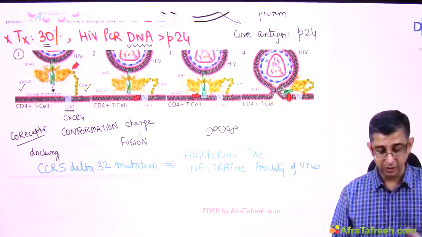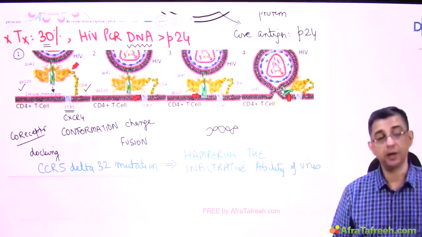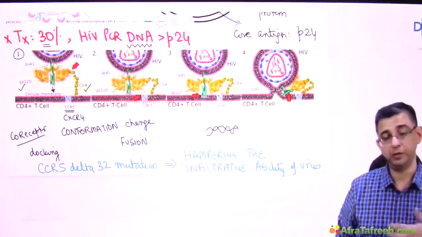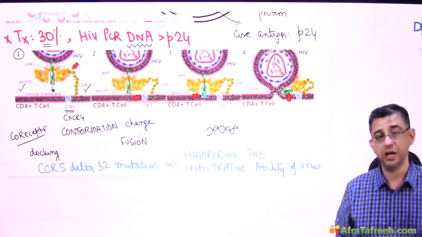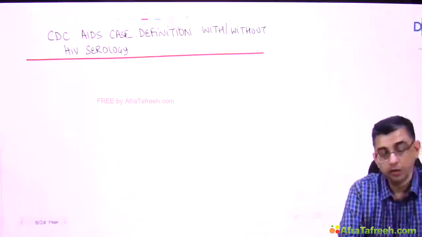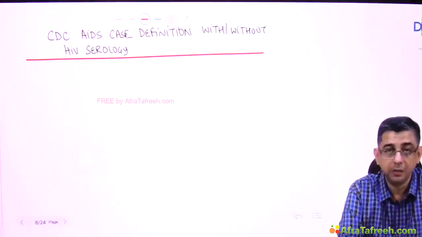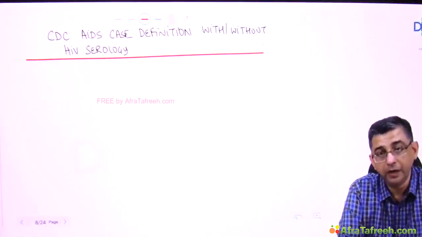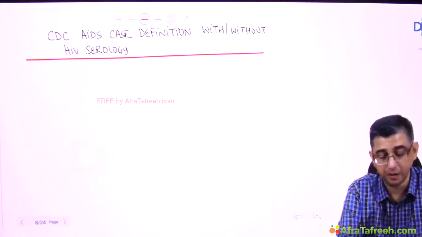And once the virus has gone into the cell, then obviously it will cause mayhem. So let us now study what are the problems that can be seen in the patient from the perspective of the opportunistic infections that will develop in the patient. We shall now be talking about infections which can be seen in patients of AIDS, where even if HIV serology has not been done or is indeterminate in a patient.